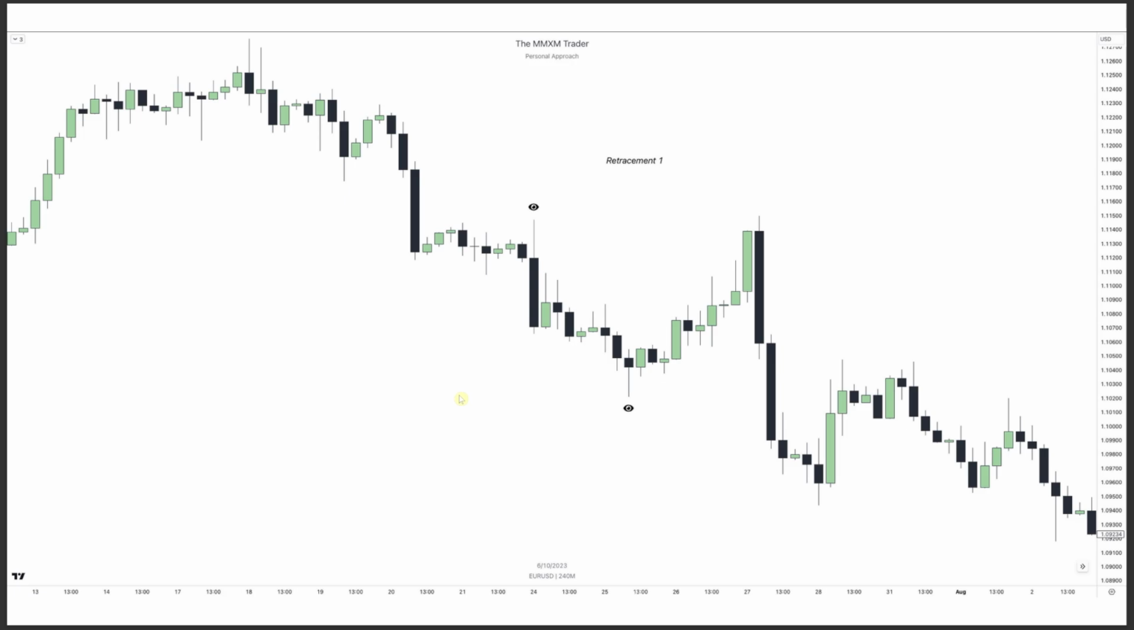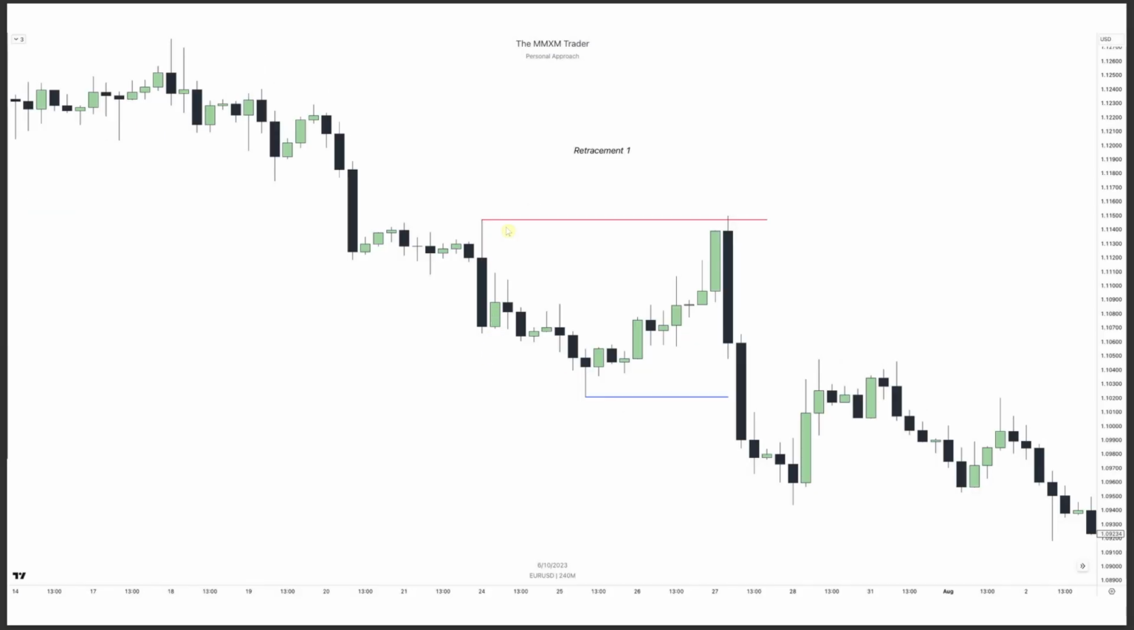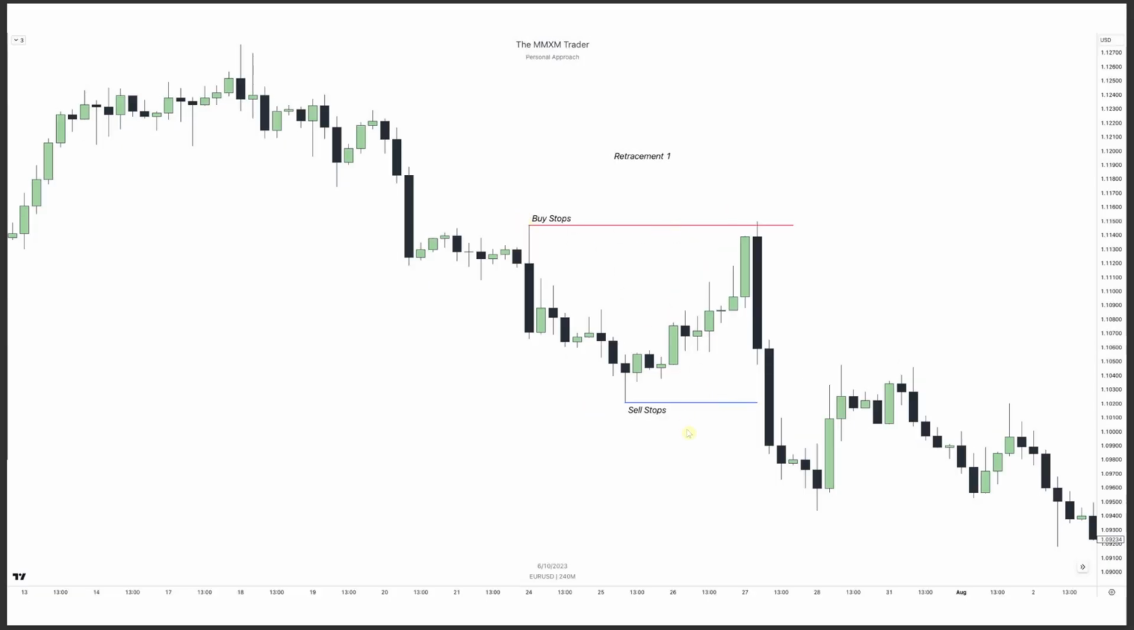Where is the range high and where is the range low? Because we want to couple up those buy stops with those sell stops. So marking out those buy stops, right? The range high, we can see buy stops are taken. We've got the range low over here. So we're taking out those buy stops.